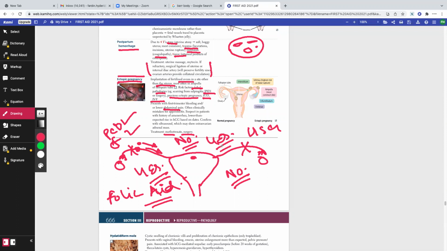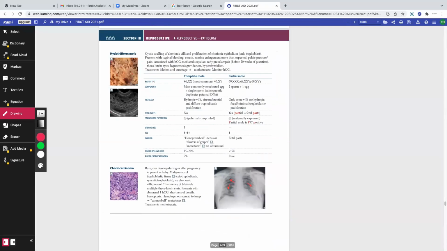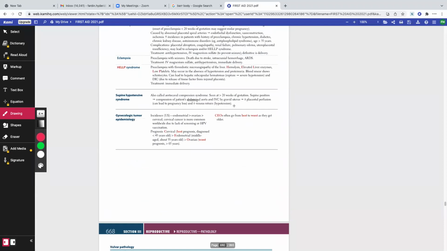Exactly. When they are depleted of folic acid, they cannot have DNA synthesis, and then they will die. Are we clear, guys? Yes or no? Okay, good.